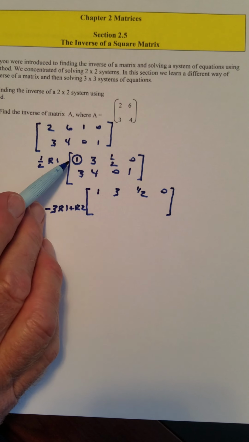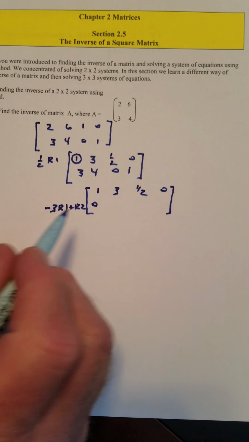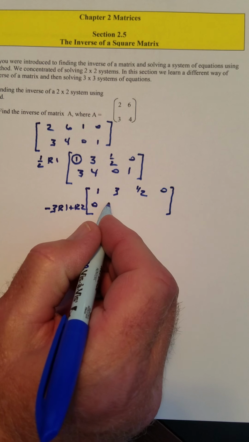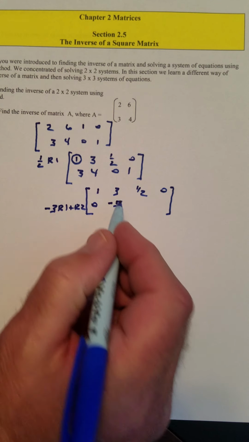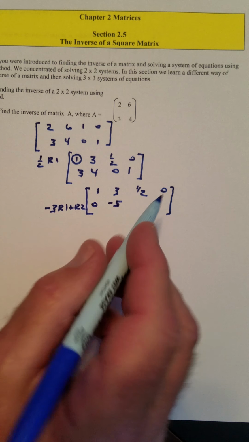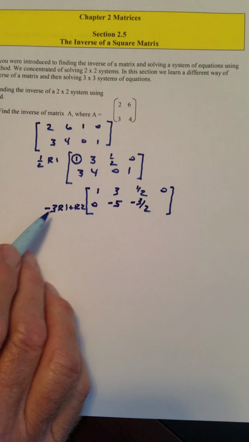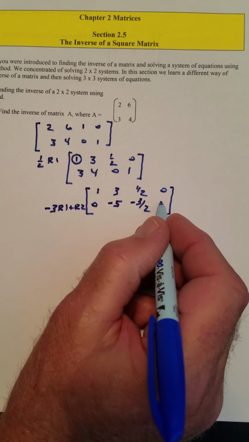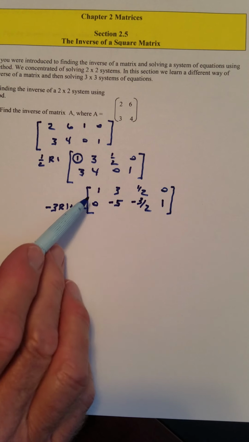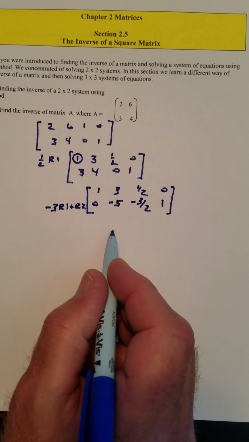So the bottom row, I'm going to multiply: -3 times 1 is -3, plus 3 is 0. -3 times 3 is -9. -9 plus 4 is -5. -3 times a half is -3 halves, plus 0 is -3 halves. And -3 times 0 is 0, plus 1 is 1. So just like Gaussian elimination, the first column is done. I got a 1 and a 0 right there. Now what?